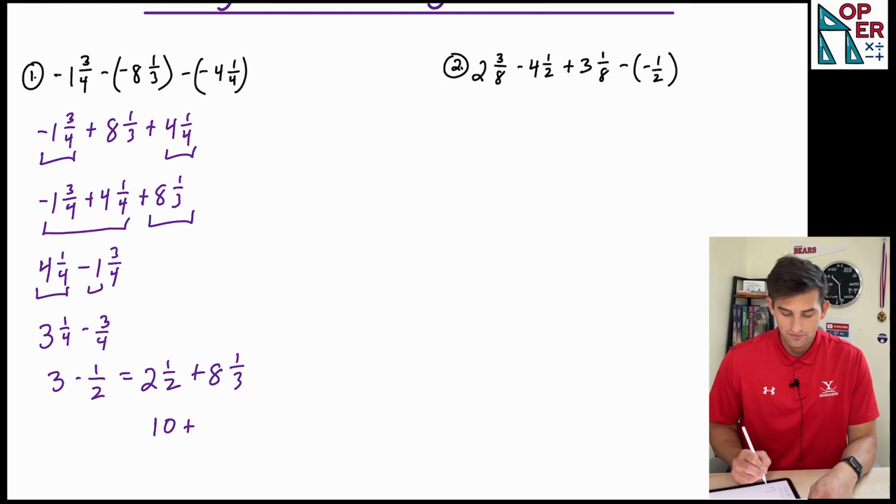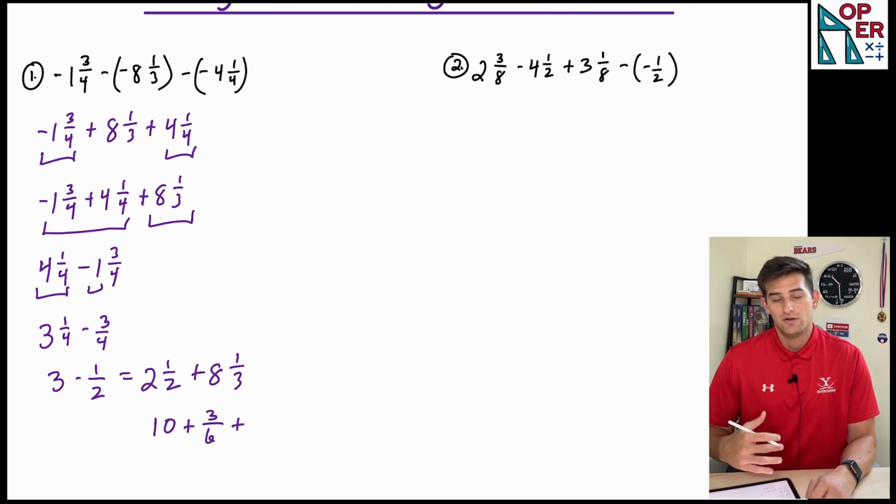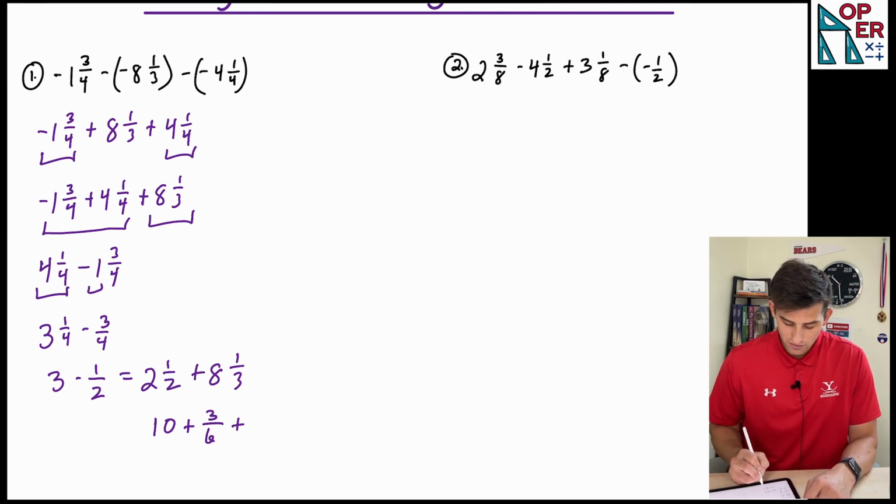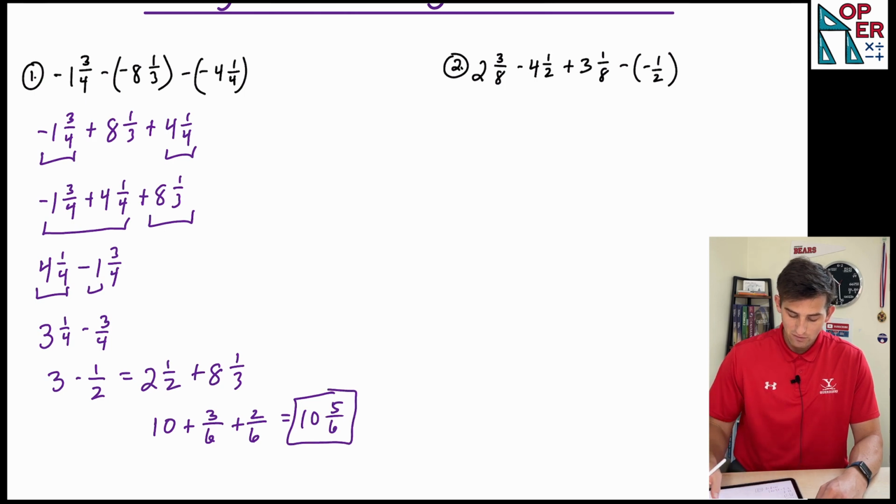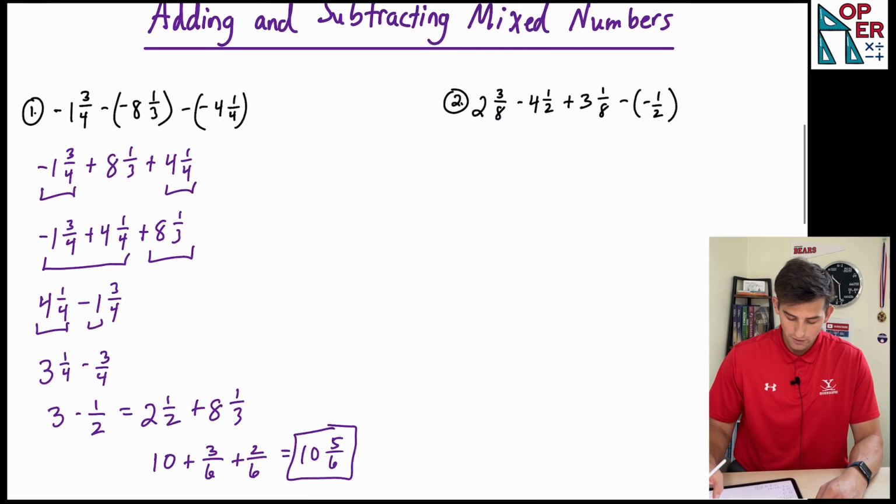Well, 1/2, so what over 6 would be half? Well, that would be 3, right? So 3/6. And then 1/3, so what over 6 would be 1/3? Well, that would be 2 over 6. And now we can add those two together. So 3/6 plus 2/6 would be 5/6. So our answer here would be 10 5/6. Okay? So that would be our answer to number 1.